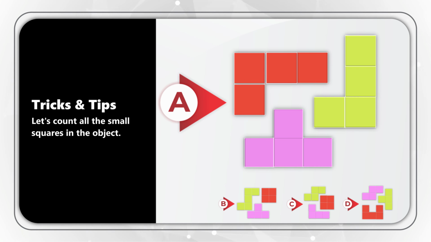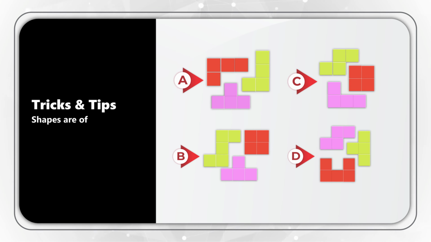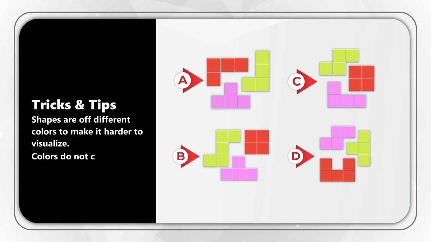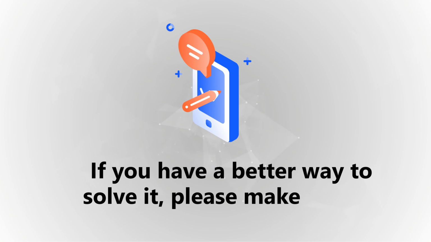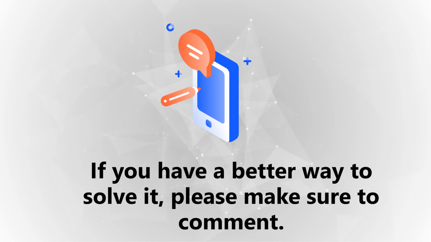Another trick question designers use is colors. If you look closely, target shapes are of different colors just to make it harder for you to visualize and find the right set of shapes. Which means that colors do not contribute to the pattern detection. Do you know any other tricks of solving these types of challenges? Please make sure to post them in comments.